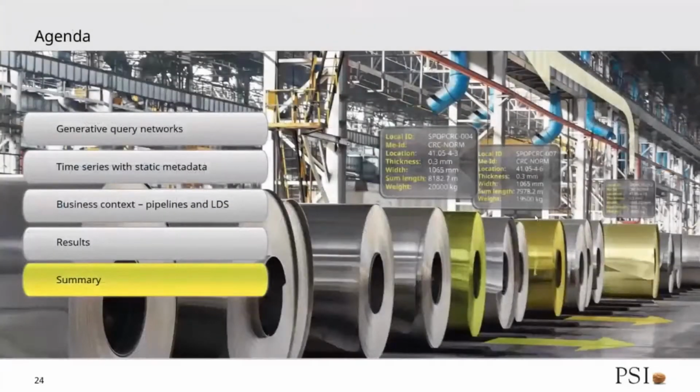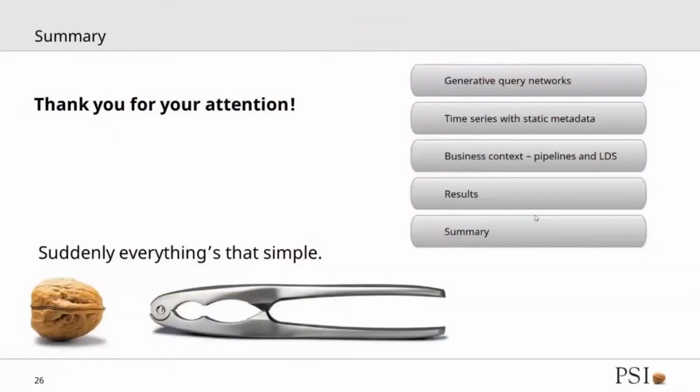So we have arrived at the summary. As you can see on the right hand side, we've gone through the talk. We introduced the generative query networks. Then we discussed the time series with static metadata. We also sketched the business context, the pipelines and the LDS system, the SCADA system, and so on, the things which are interesting from our point of view. Then we've shown you the results, and we are here at the summary.